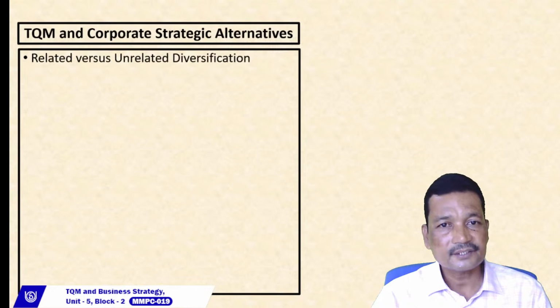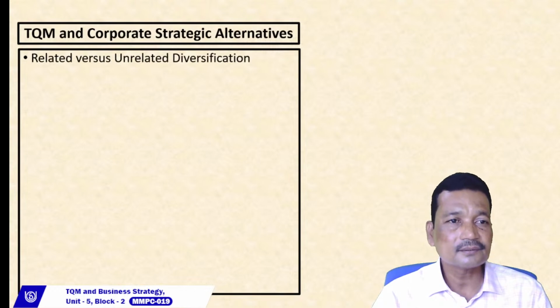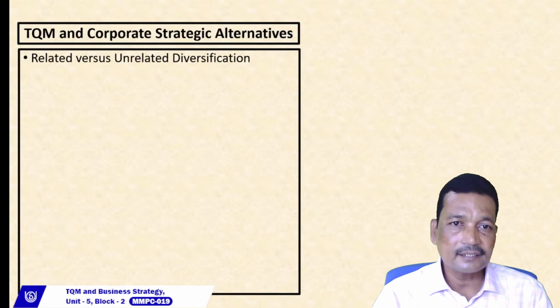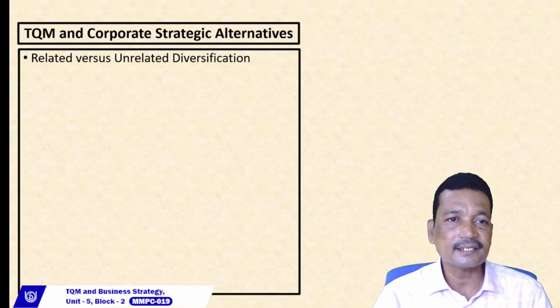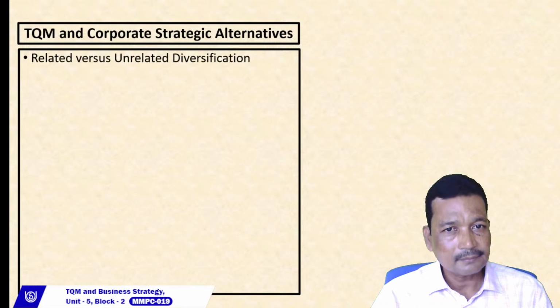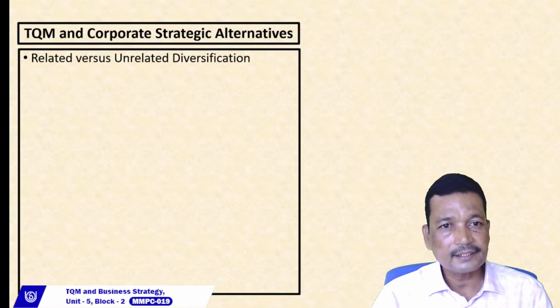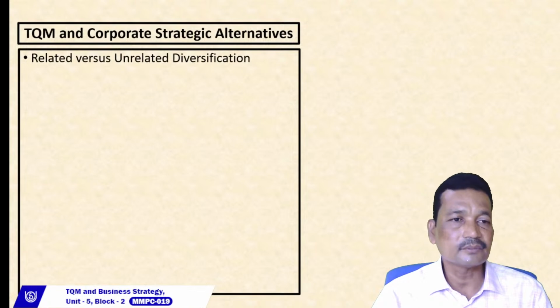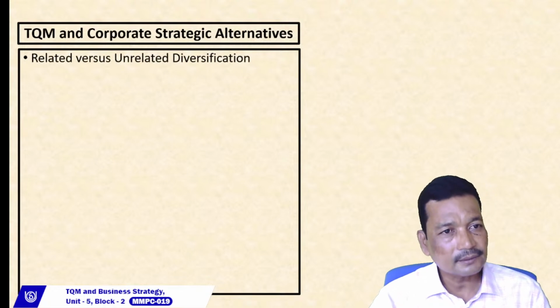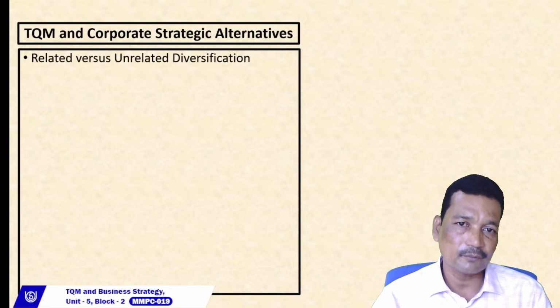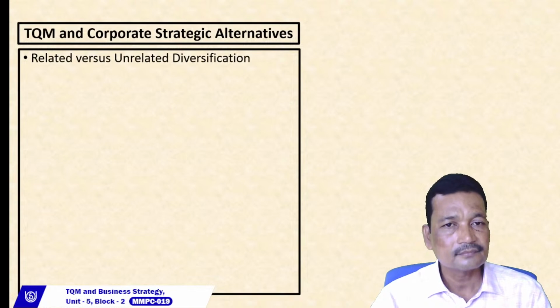What are the corporate strategic alternatives available to us? Now we can have related diversification as well as unrelated diversification. When we are talking of related diversification, we are talking of producing items in the same field. Suppose you are producing mobile phones, you can go for producing tabs. You can go for producing the components of mobile phones like Bluetooth earphones, etc.